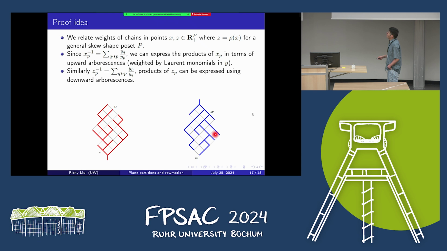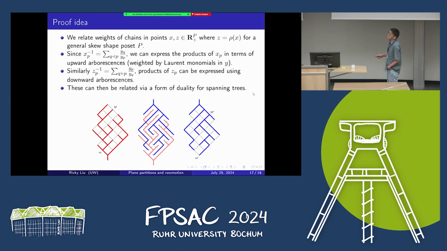Then you need to relate the weights of these sorts of arborescences with weights of these arborescences. And so you just do some sort of fancy duality trick, and it turns out that all the weights just get multiplied by some constant amount, and it works out very nicely. So actually, the proof of this doesn't use very intense calculations at all. It's pretty nice, in my opinion.